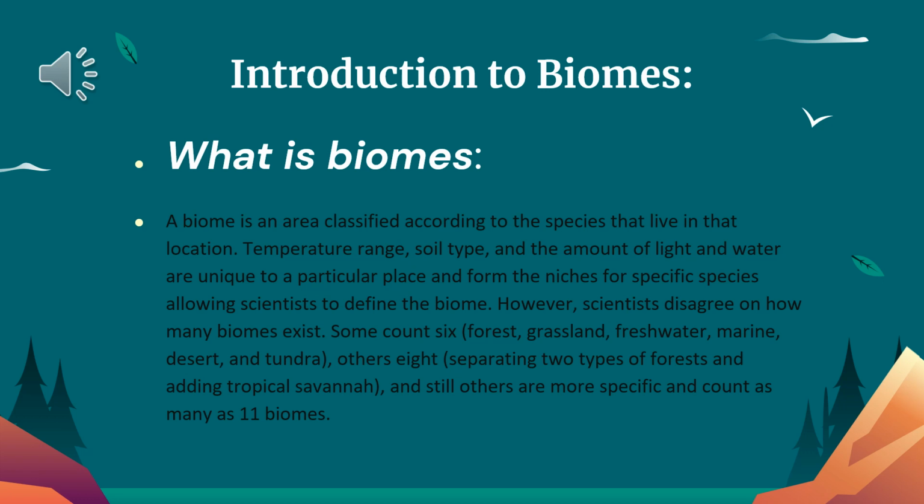However, scientists disagree on how many biomes exist. Some count six: forest, grasslands, freshwater, marine, desert, and tundra. Others count eight, separating two types of forests and adding tropical savanna, and still others are more specific and count as many as 11 biomes.